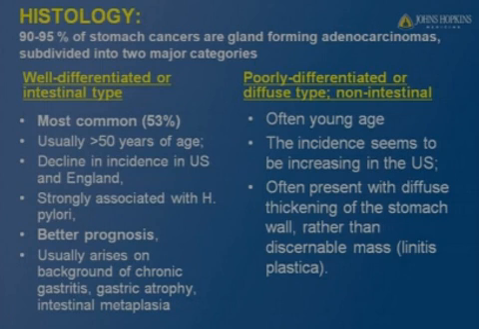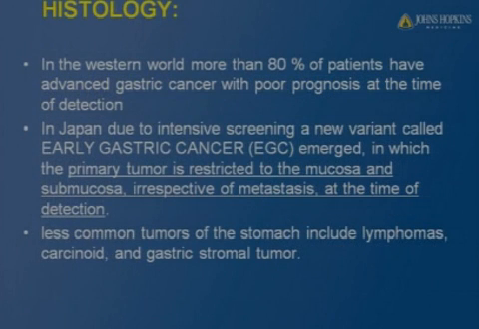It has a better prognosis, and due to association with H. pylori, it usually arises in the background of chronic gastritis, gastric atrophy, and intestinal metaplasia. The poorly differentiated type usually occurs at a younger age, unfortunately the incidence is increasing, and it usually presents with diffuse thickening of the stomach. Unfortunately, in the Western world, 80% of the patients are detected with advanced gastric cancer with a poor prognosis at the time of detection.